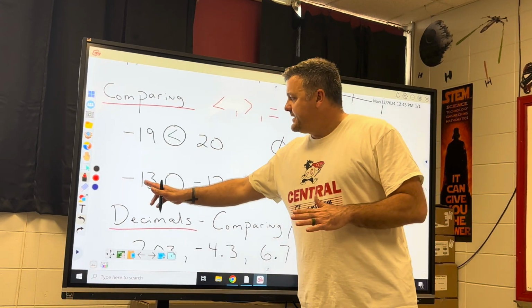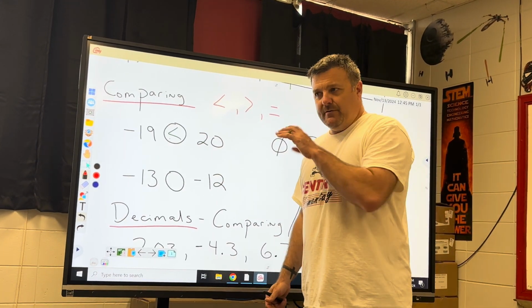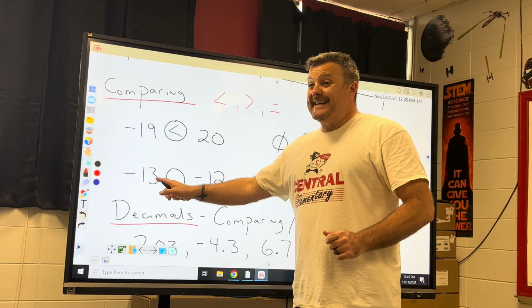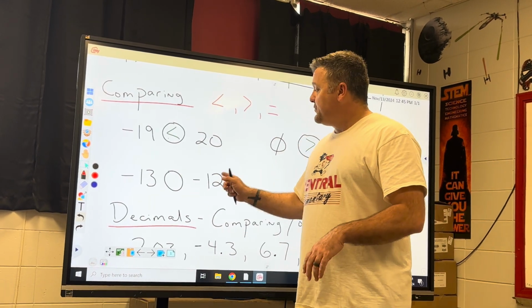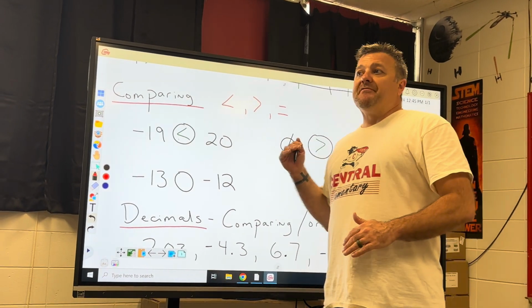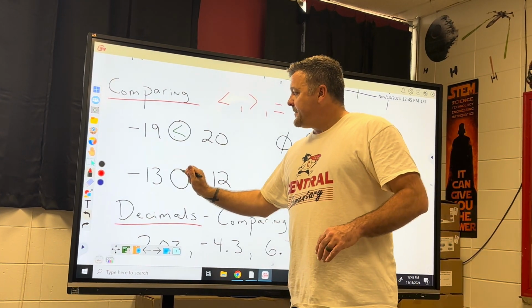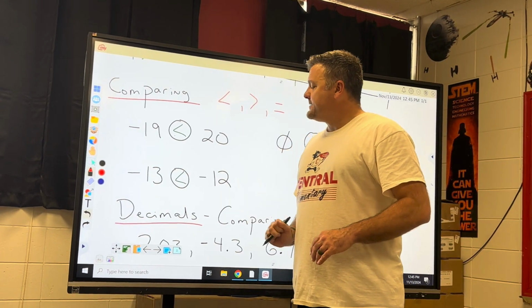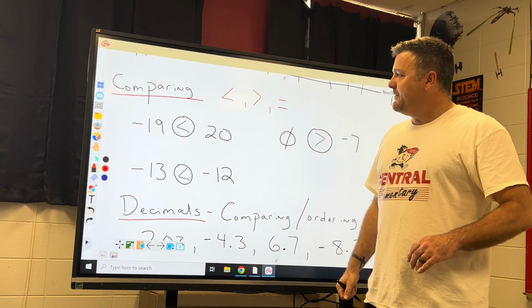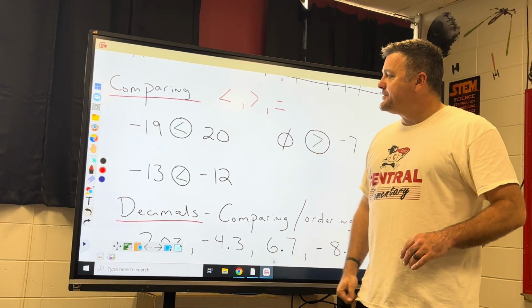Last but not least, -13, -12. Once again, I know that the digit 13 is greater than 12, but -13 is further away than -12. So, -13 is less than -12. And that is integers.